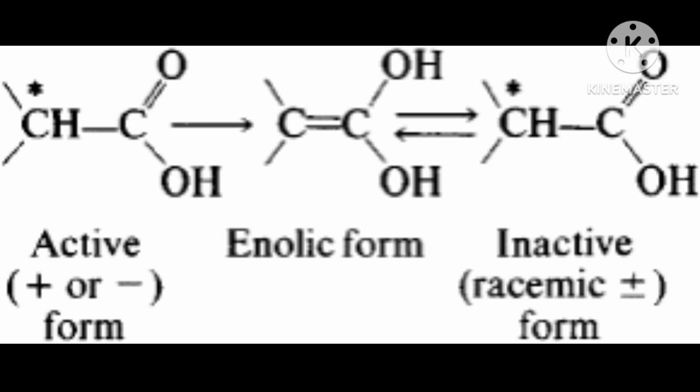Then DL or plus minus goes before the name, for example, plus minus butan-2-ol. Plus minus butan-2-ol is an example of a racemic mixture. The process of conversion of enantiomers into a racemic mixture is known as racemization. Correct? Now you understood what racemization is.